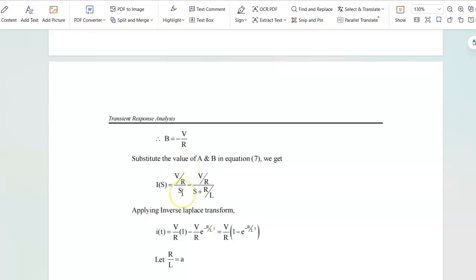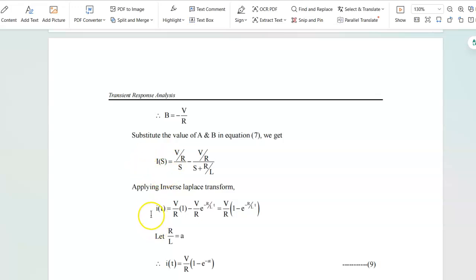So 1 by S becomes 1. I of S becomes I of t, and V by R is a constant, so it is kept as it is, and 1 by S becomes 1, minus V by R, which is a constant and kept as it is, and S plus R by L is in the form of S plus A. The formula for this is e power minus at. In the place of A we have R by L, so it becomes e power minus R by L into t. Finally we can take V by R as a constant, common outside. So I of t is equal to V by R into 1 minus e power minus R by L t.